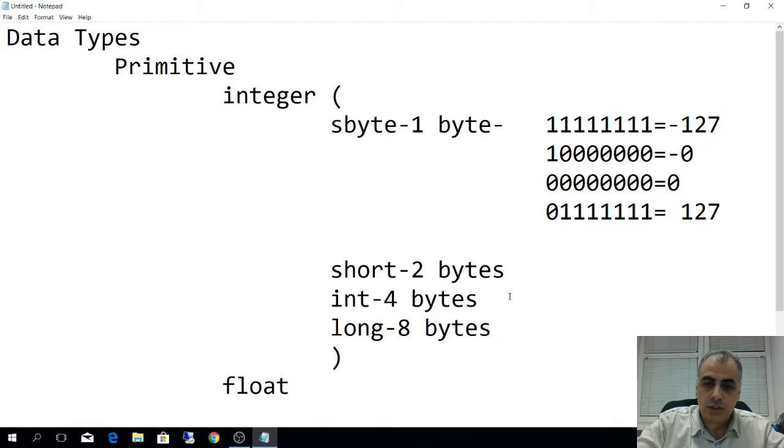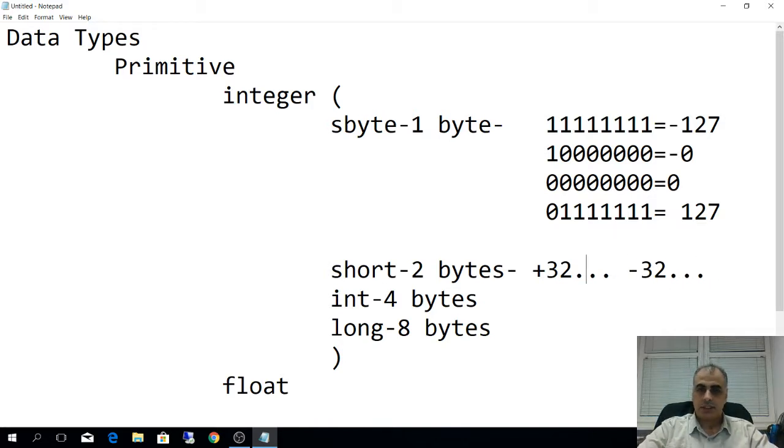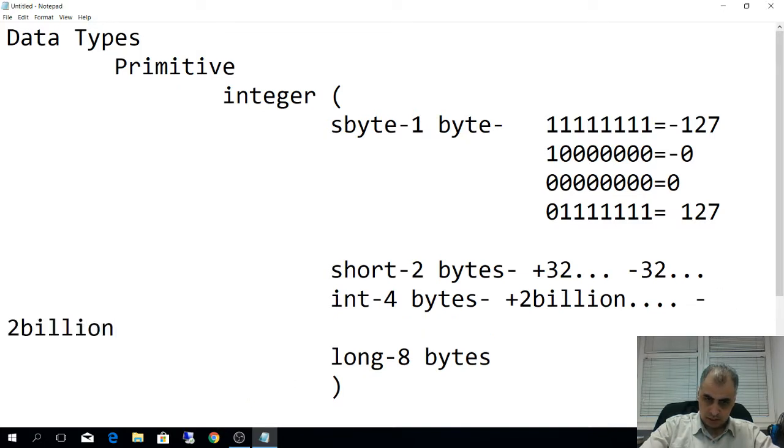Same logic, I don't need to calculate all of them one by one. For the short, it's going to be plus 32,000 something, and the minimum is going to be minus 32,000 something. What about integer? When we talk about the normal, basic integer, it is plus 2 billion something and minus 2 billion something.